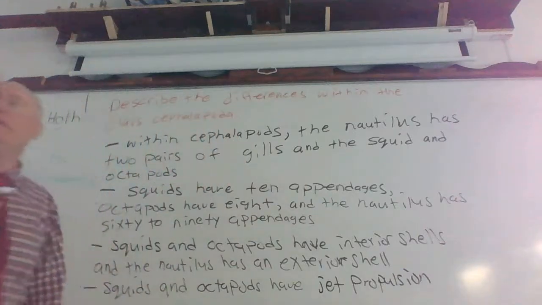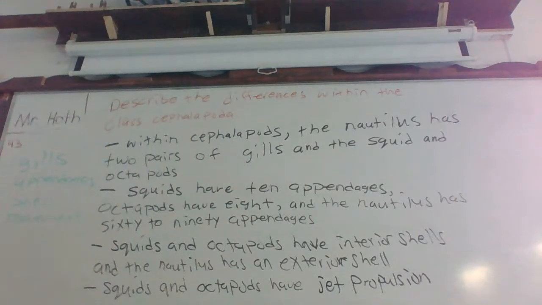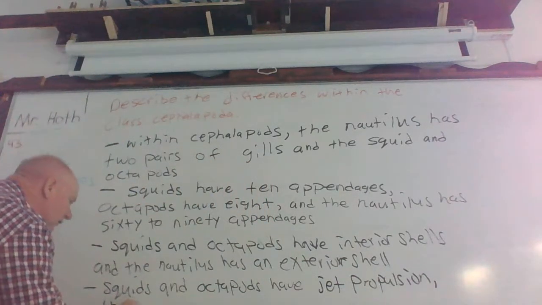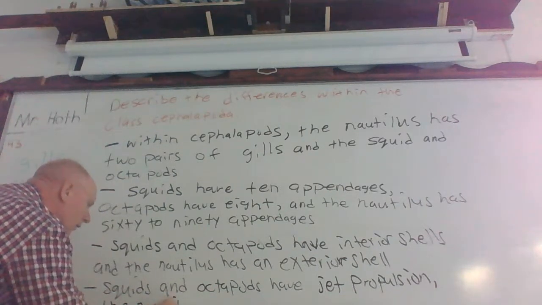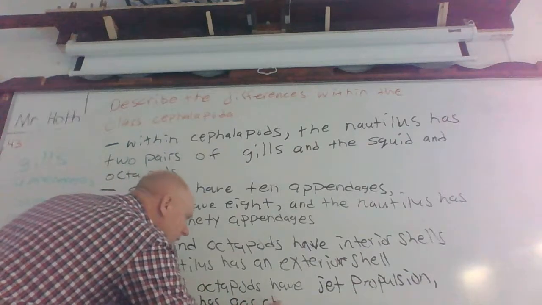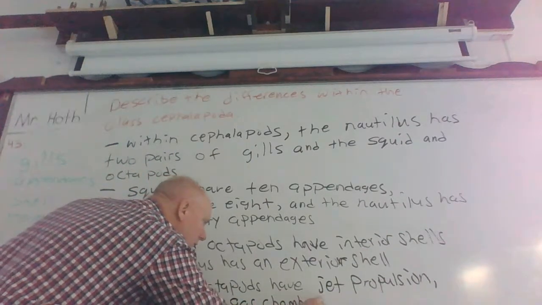And then the nautilus has what inside? You said it earlier. Has what inside its shell? Gas chambers. Okay? And that's where we're going to leave it at that. Because hopefully we would say, well, if it has those gas chambers, that air is going to regulate whether it's bobbing up and down. Okay? So squids have jet propulsion. The nautilus has gas chambers. Okay.